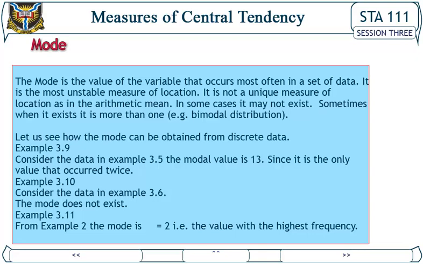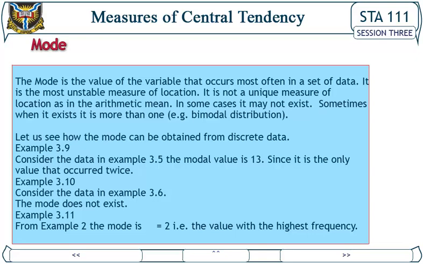It is the most unstable measure of location. It is not a unique measure of location as the arithmetic mean. In some cases, it may not exist. Sometimes, when it exists, it is more than one, e.g., bimodal distribution. Let us see how the mode can be obtained from the discrete data.